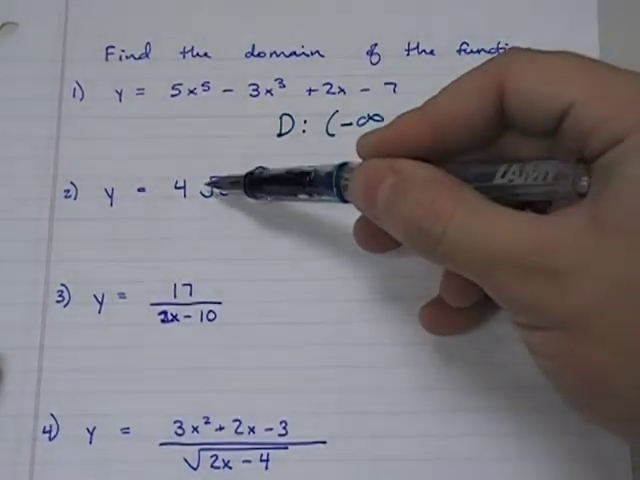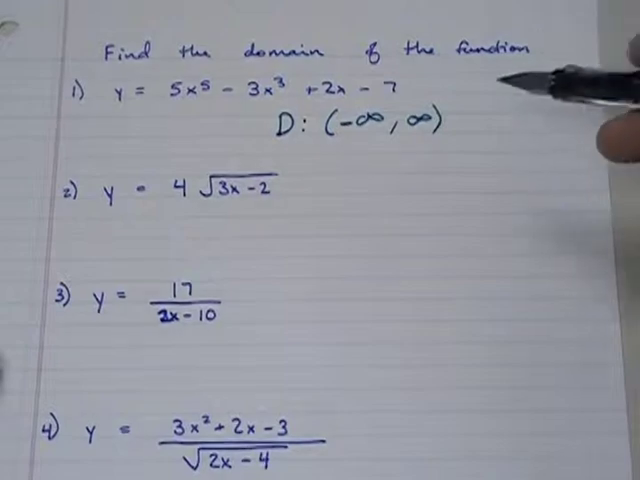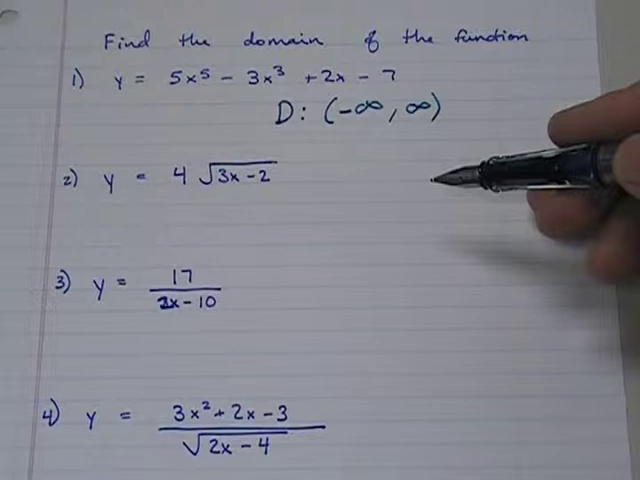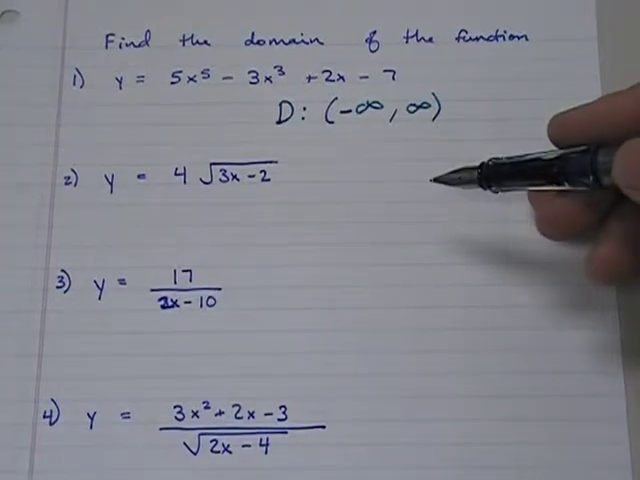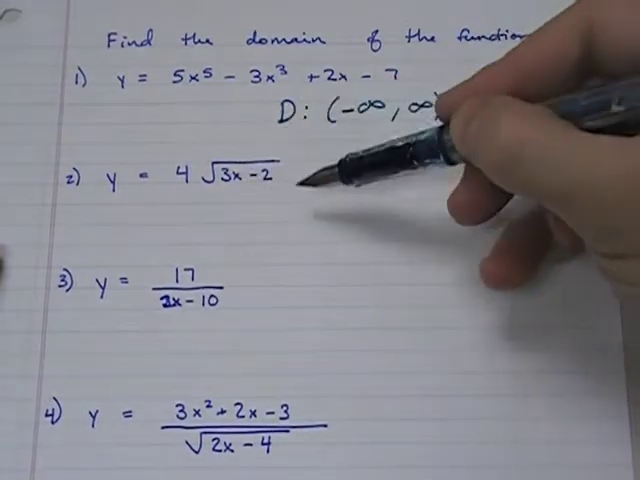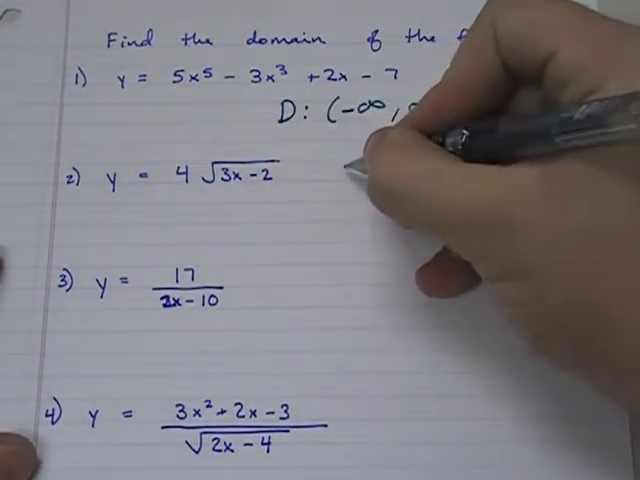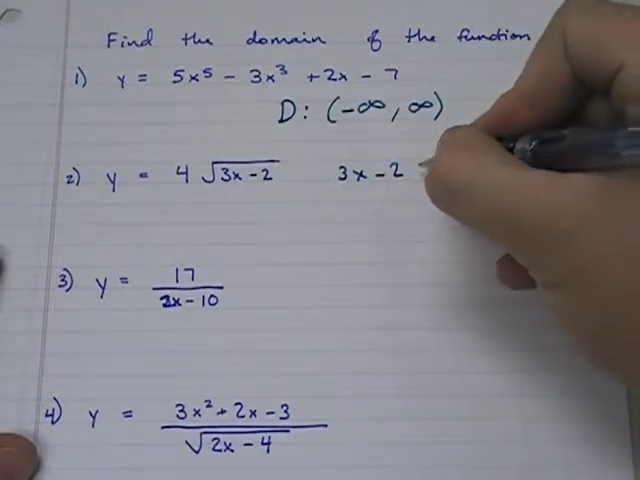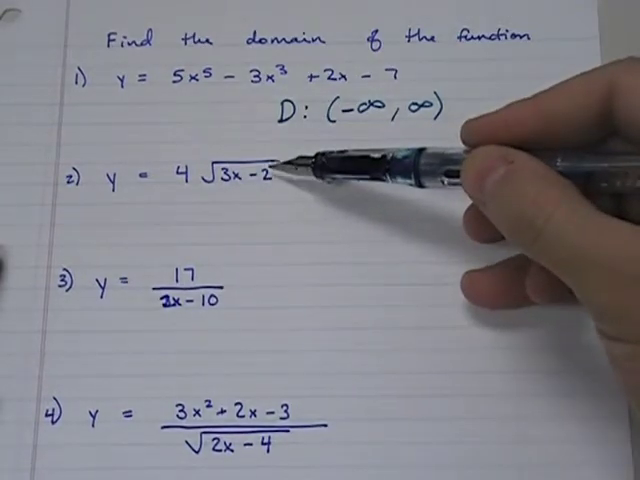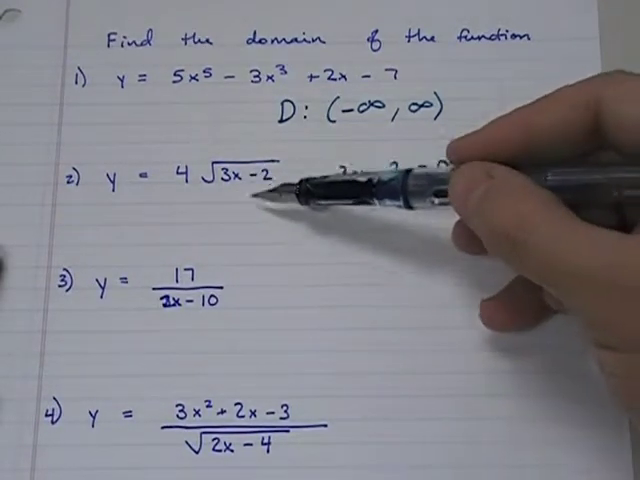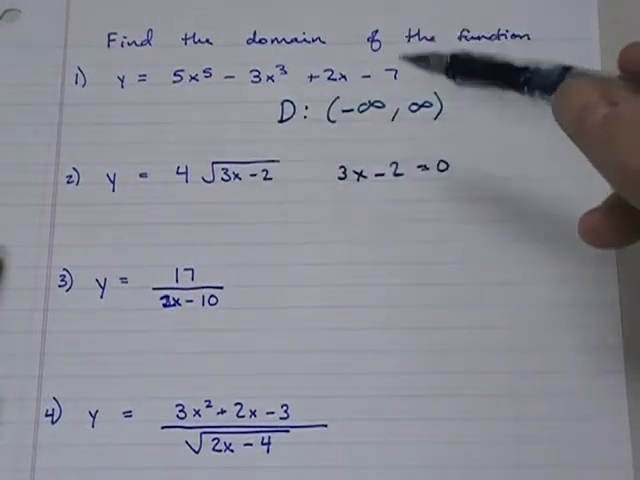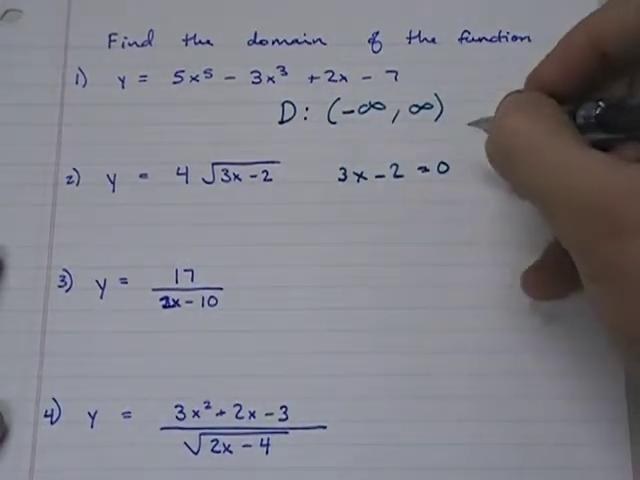Now here's the trick, folks. This is an even radical. Even radicals cannot be negative or you'll get an imaginary answer. And so given that, what do I know? I know that what's inside of this square root cannot be negative. So I say to myself, okay, 3x minus 2 equals 0. Whatever makes this 0 is fine. Whatever makes this positive is fine. Whatever makes this quantity here negative cannot be inputted into this equation.